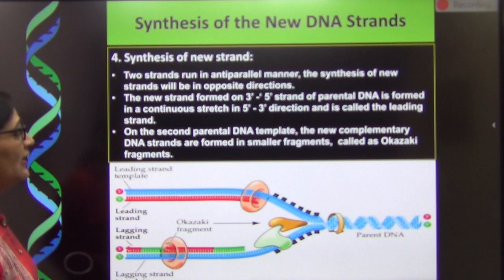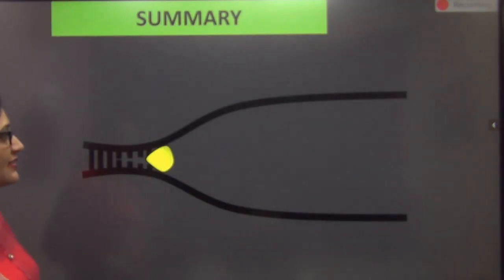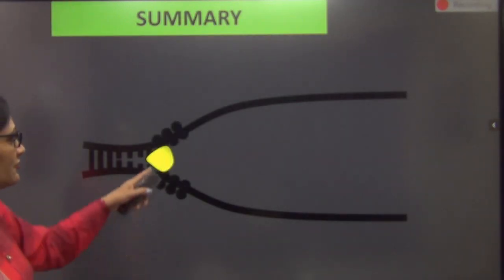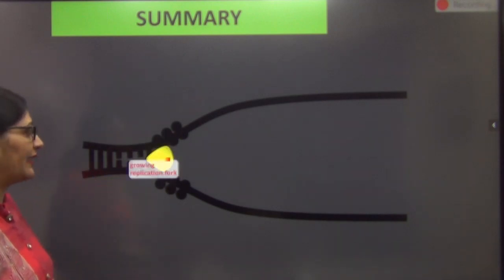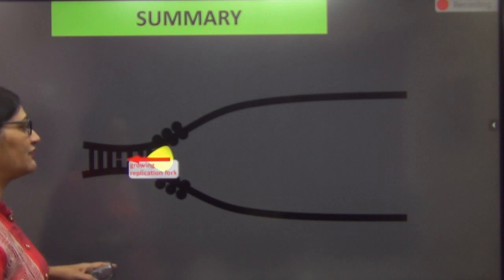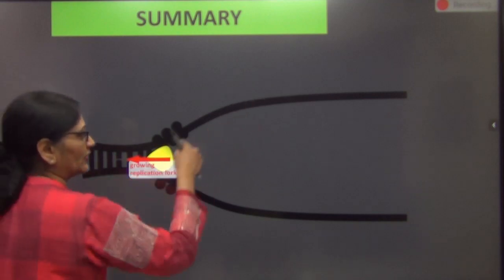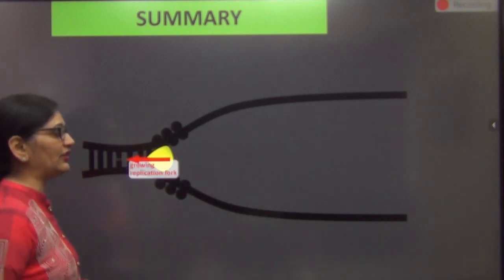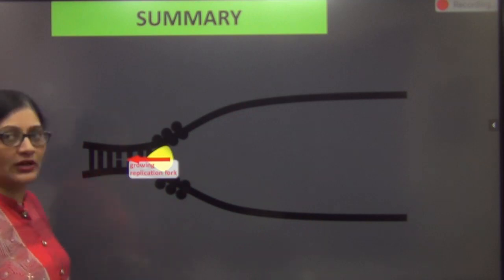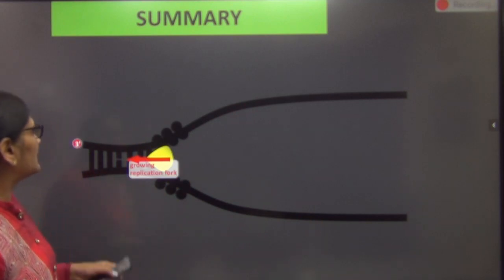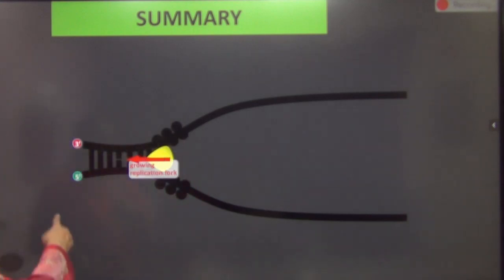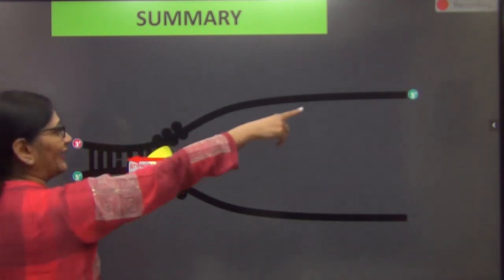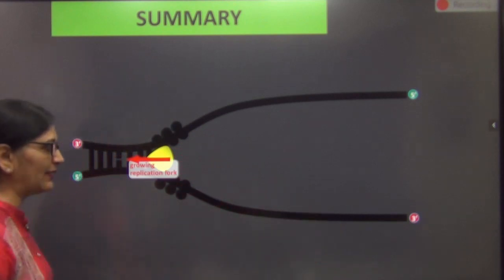So let us see the summary of how DNA replication happens. First, we have the enzyme helicase. Then we have the single strand binding protein. This is the direction in which the replication fork will grow. So this is a V-shaped structure called the replication fork, and the DNA is supposed to continue in this direction. So I'm showing you the polarity. This is the 3' end, this is the 5' end. Accordingly, that is the 5' end and this is the 3' end.